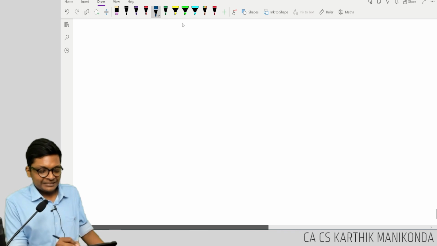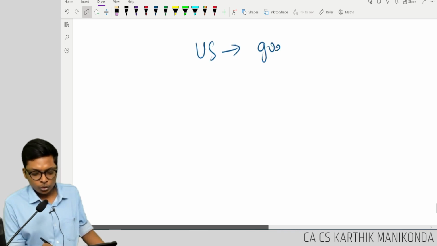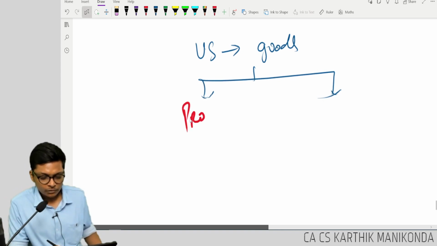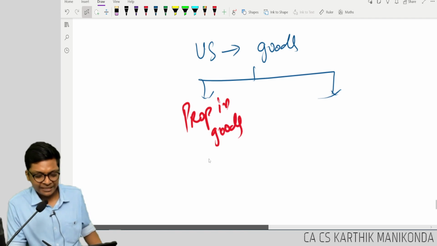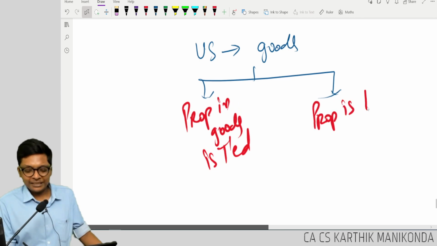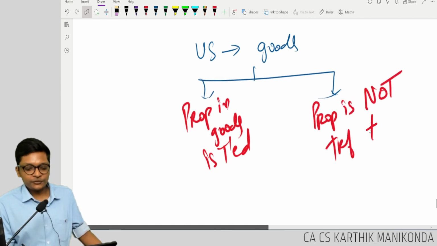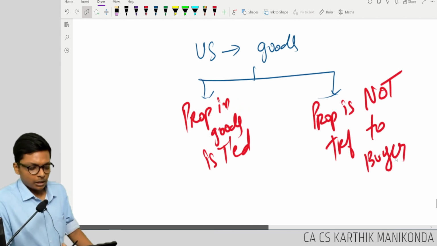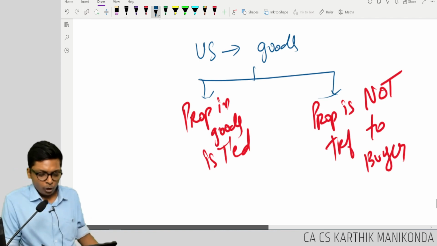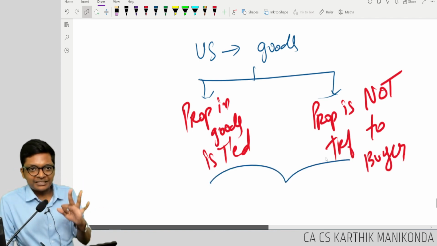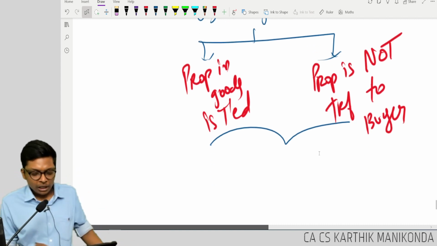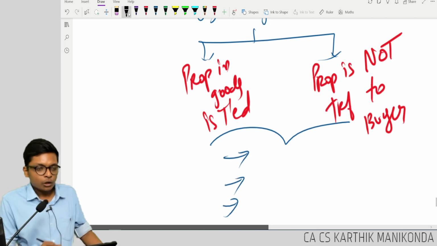Now, unpaid seller's right against goods is classified into two cases. One case where property in goods, ownership, is transferred. In the other case, property is not transferred to the buyer. In both the cases, the first 3 points are the same. Whether ownership is transferred or not, I have 3 rights, guys. What are the 3 rights?